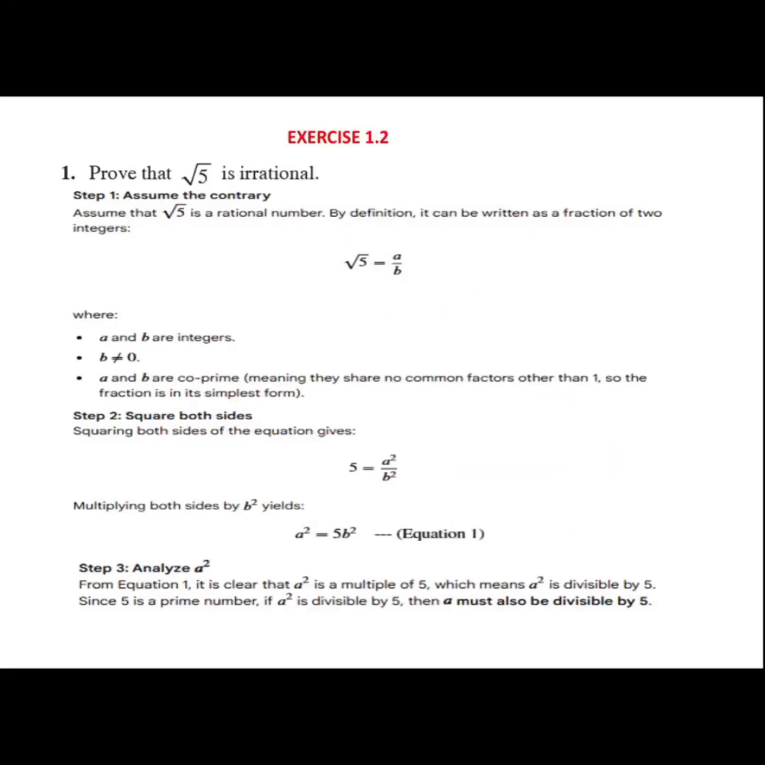Exercise 1.2 from chapter 1, that is real numbers. First question, prove that square root of 5 is irrational. For that, assume that root 5 is a rational number. Express it in a by b form, that is square root of 5 is equal to a by b.